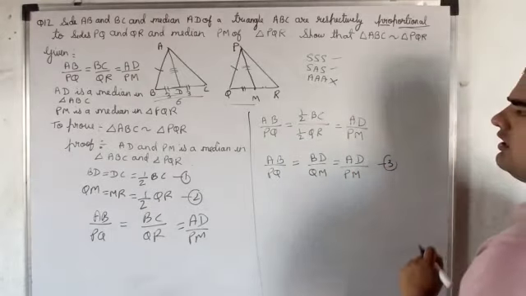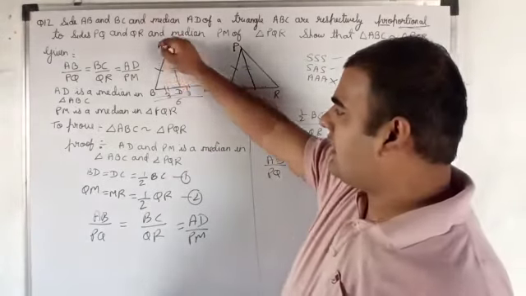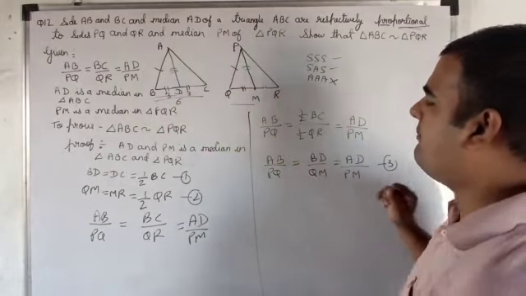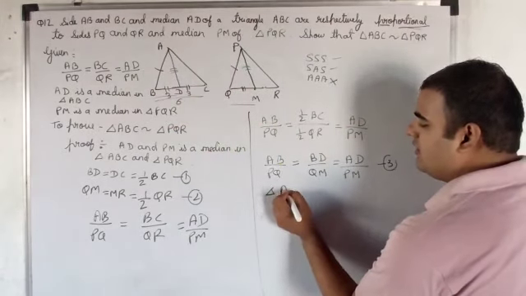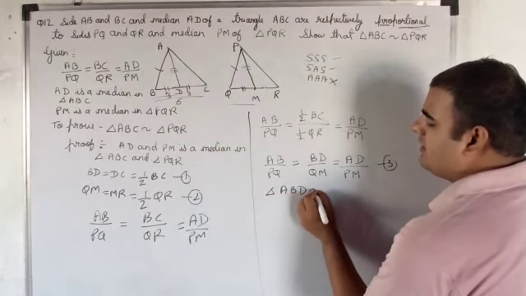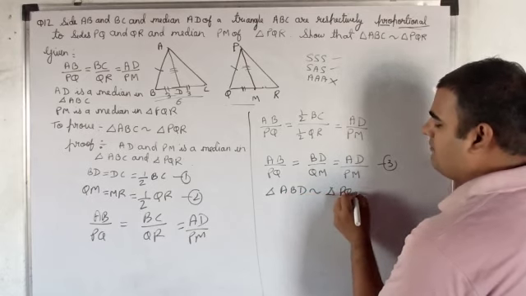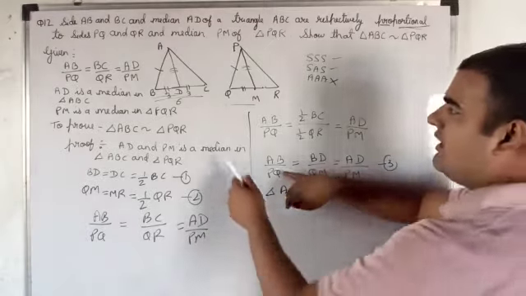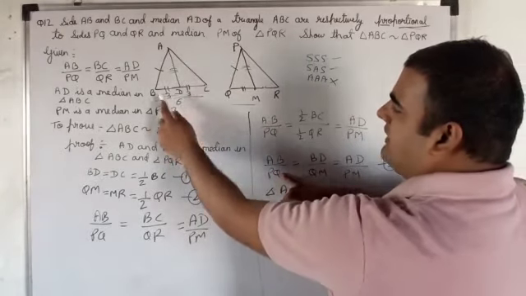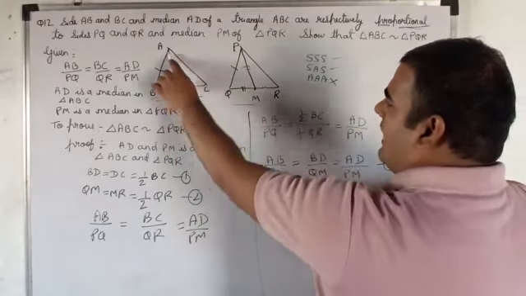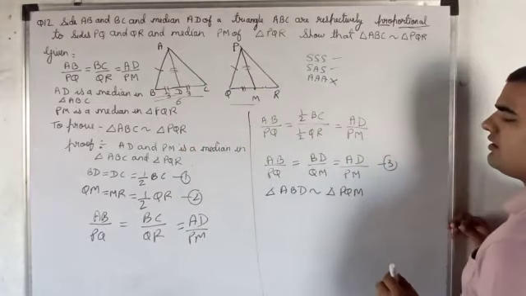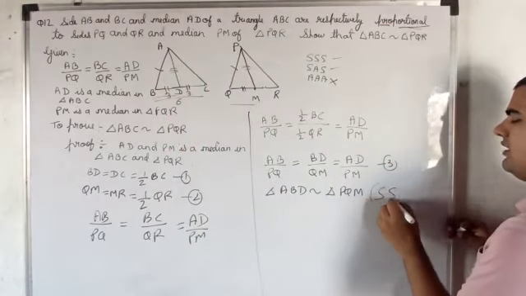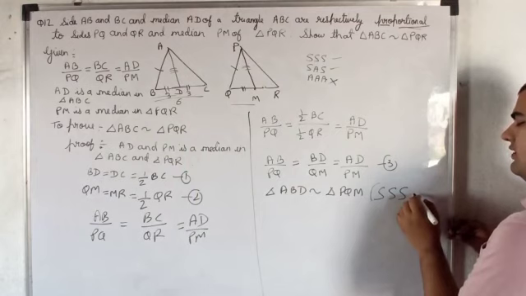Okay, so from the third, what can you say? Triangle ABD and triangle PQM are similar. Triangle ABD is similar to triangle PQM. But by which criteria? SSS, because see, AB upon PQ, BD upon QM and AD upon PM, right? So we can say they are similar by SSS similarity.